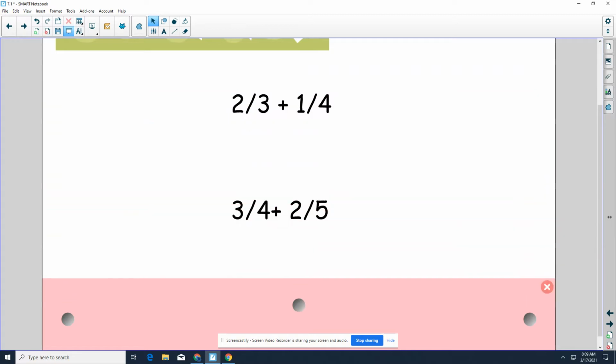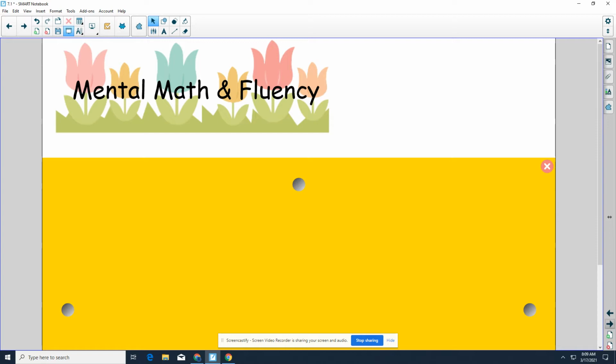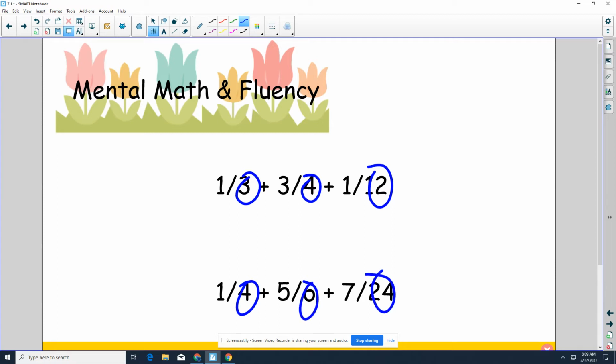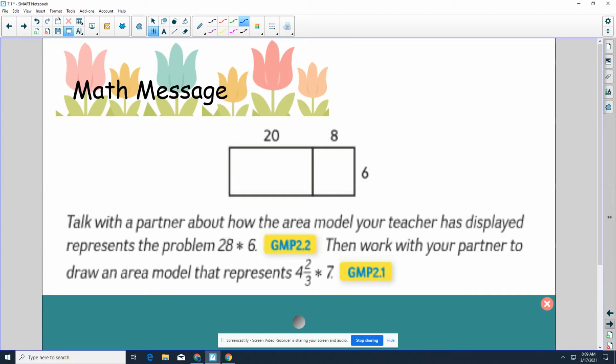So 2/3 plus 1/4. Think about what your common denominator is going to be. Remember, you must change the numerator and denominator. Can't do one without the other. And look at 3/4 and 2/5 there. Practice with that at home. And here you can see there's 3 fractions. So again, you want to look at those denominators. You have 3, 4, and 12. Here you have 4, 6, and 24. So you'll have to change all of those.